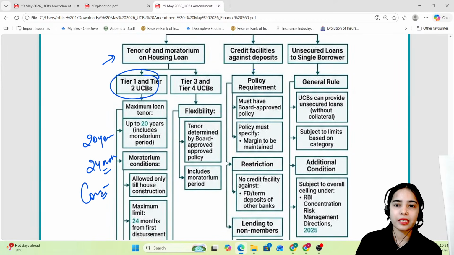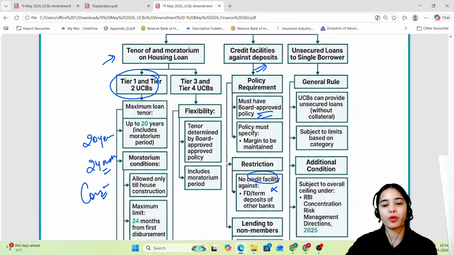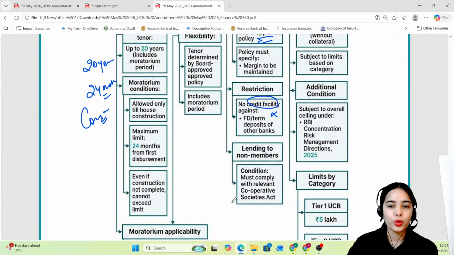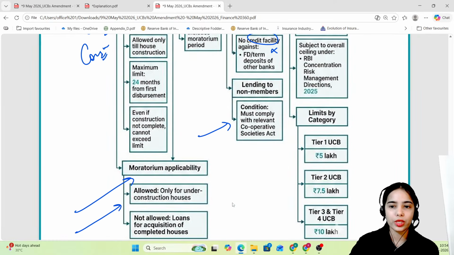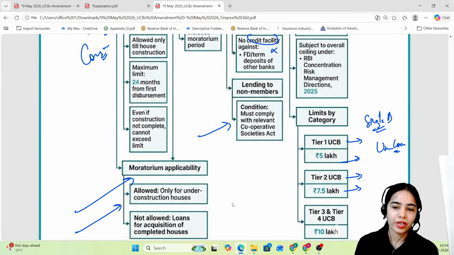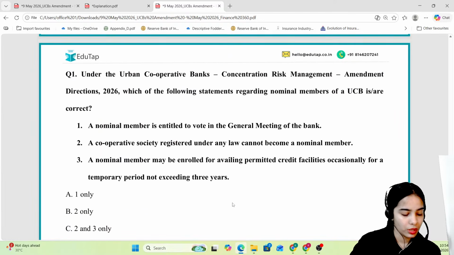Credit facilities against deposits can be given according to the board approved policy, but the credit facility cannot be given against the fixed deposit or term deposit of the other banks. Lending to non-members can happen, but according to the relevant act only. Unsecured loans to a single borrower, if given, should be according to the limits. For tier 1, 5 lakh rupees is the limit for the single borrower unsecured loan. Tier 2 urban cooperative bank 7.5 lakh, and tier 3 and tier 4 10 lakh. This is the idea. Chalo.